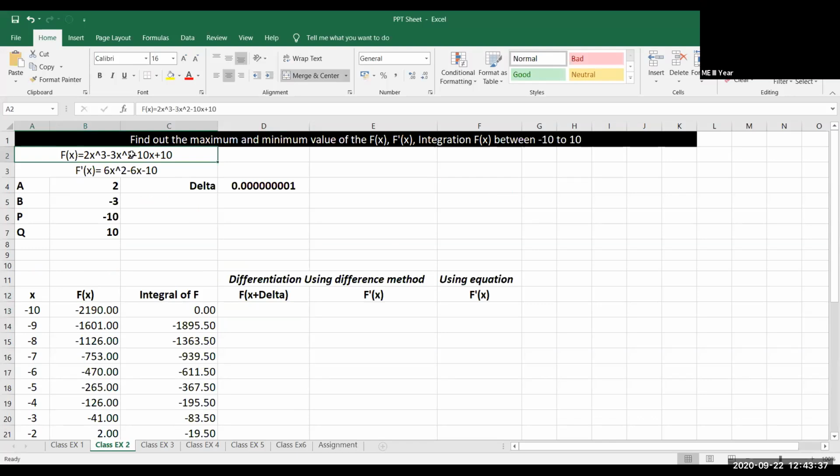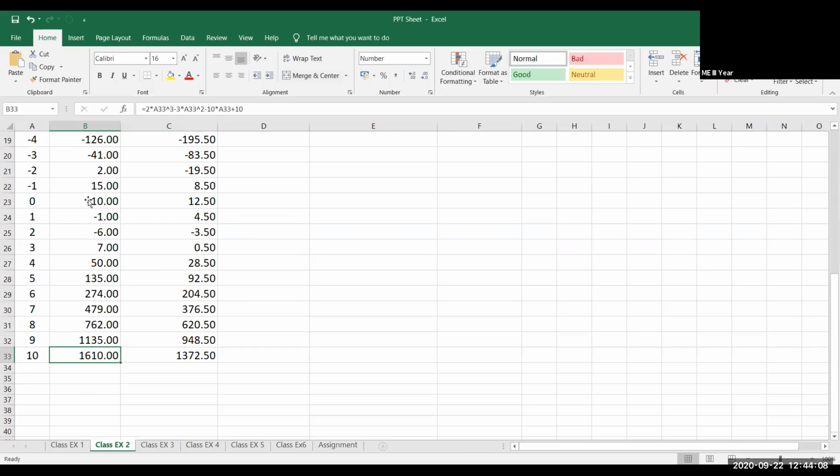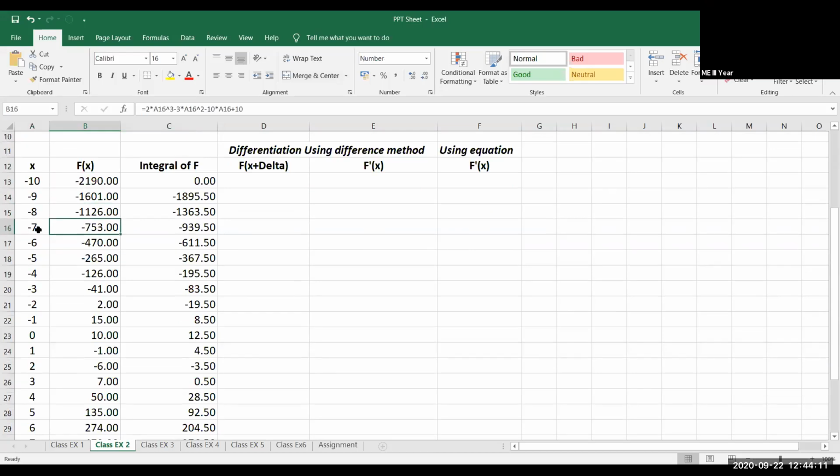We have done nothing here, only found the fx value when x is 10. If you place the x value 10 here, 10 here, 10 here, you will get this value. Similarly, if you put the x value minus 9 here, you will get this value. Similarly, for all the limits we have found the fx value. These are nothing but the fx values for the corresponding x values. There should be no doubt.